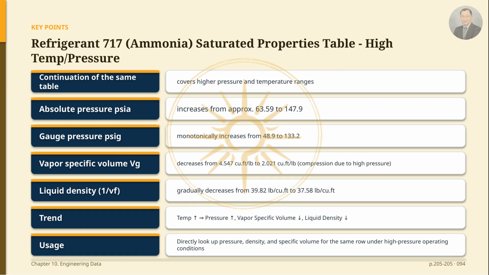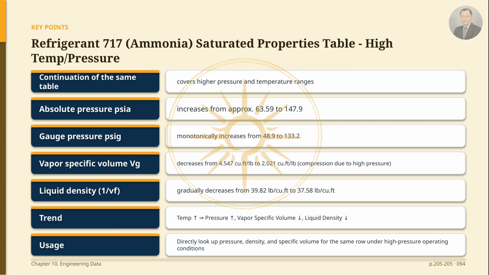The 1/VF value, corresponding to liquid density, decreases gradually from 39.82 to 37.58. In summary, as temperature rises, pressure increases, while vapor specific volume and liquid density both tend to decrease.